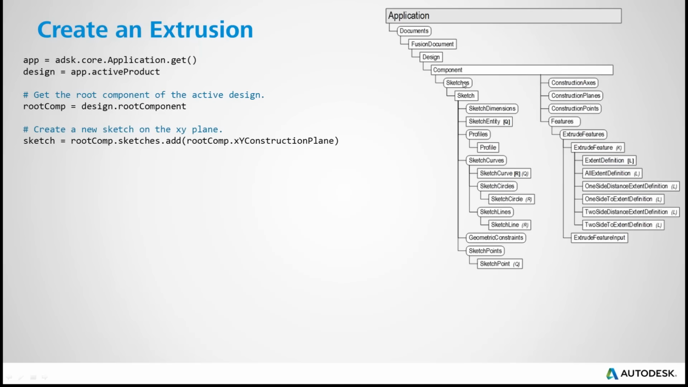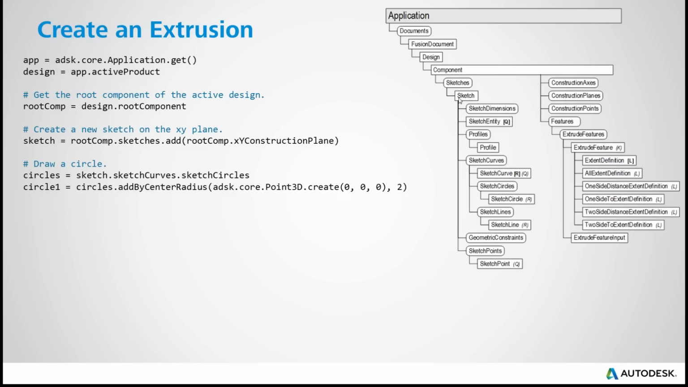On the sketches collection, I'm calling add, and when you create a sketch, it needs a plane. That could be a planar face, or in this case, I'm calling the XY construction plane property on the root component. That's one of the base construction planes, and I'm passing that in. That creates a new sketch and then returns it. So now that sketch variable has one of these sketch objects that you can see in the chart.